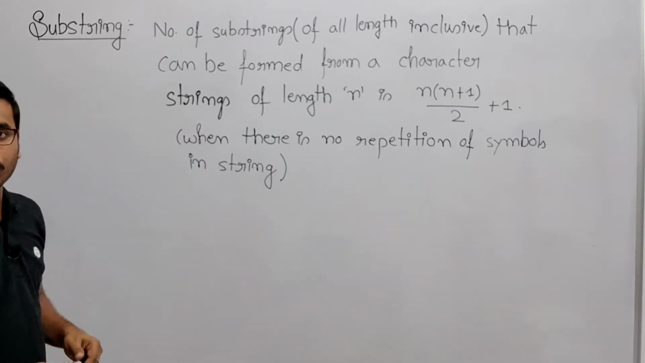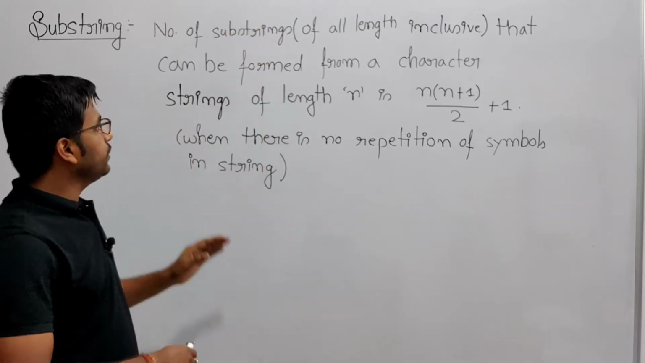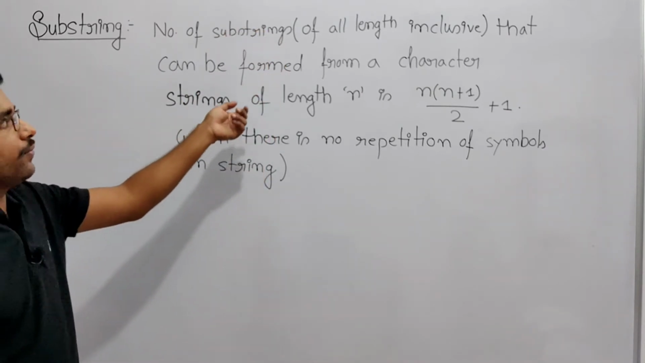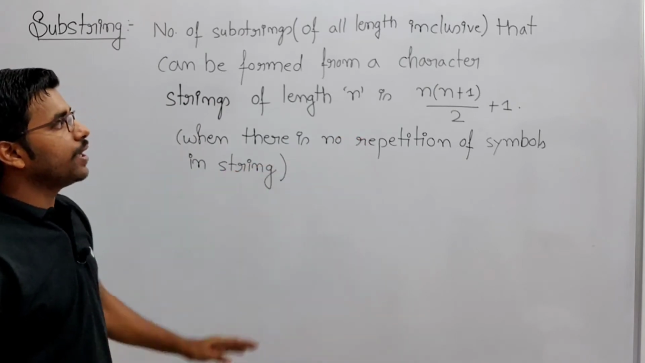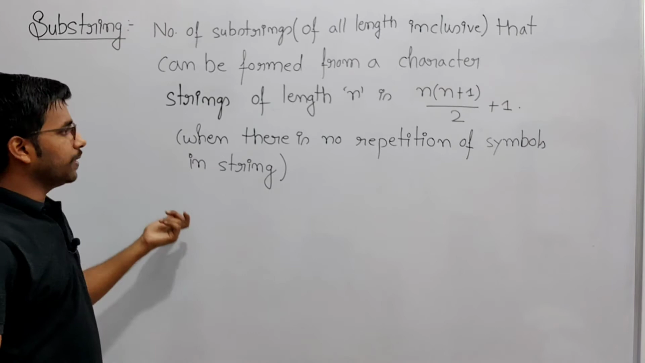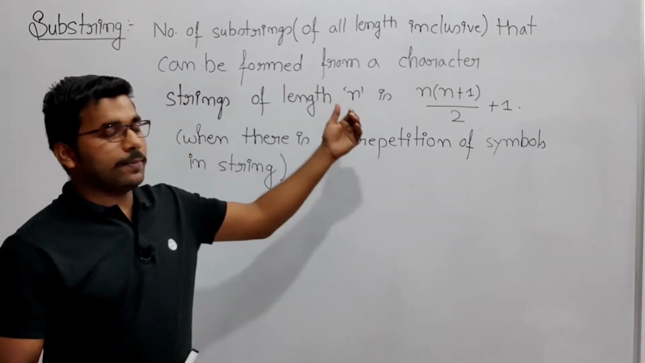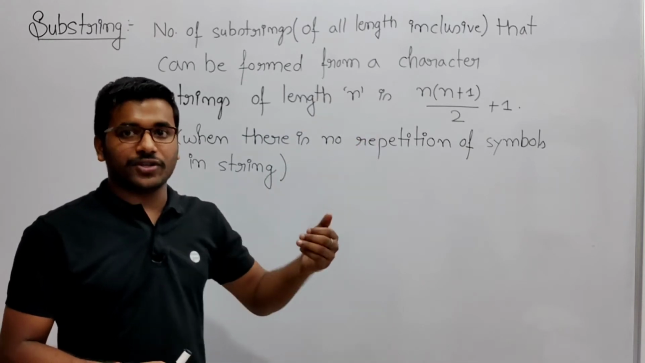So I have written the notes for you. The number of substrings of all lengths, including epsilon also, that can be formed from a character string of length n is n into n plus 1 by 2 plus 1, when there is no repetition of symbols in the string. Now when there is a repetition, then we will not directly apply this formula. We have some trick, then we can apply.